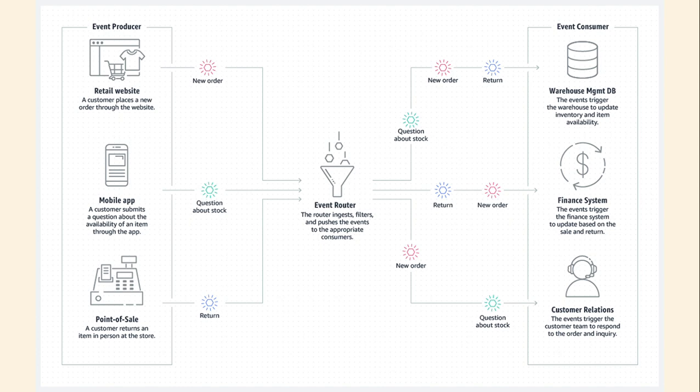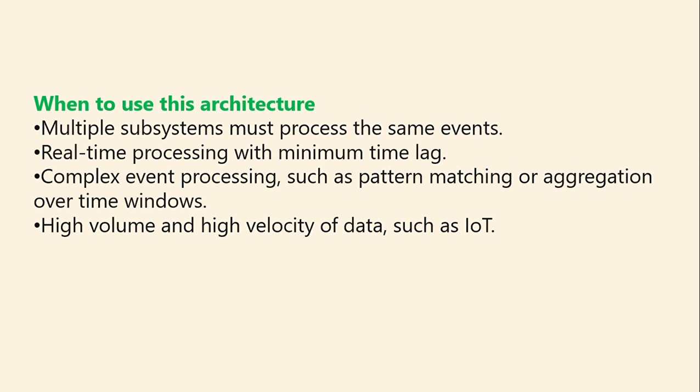And in the middle, we'll have the broker or some system which will do the filtering and routing of the events. So when should we use this architecture? We should use this architecture for multiple use cases. Multiple subsystems must process the same events. If we have the requirement of real-time processing with a minimum time lag, or if we have the requirement of complex event processing such as pattern matching or aggregation over time windows, or if we have the requirement of high volume and high velocity of data management such as IoT.